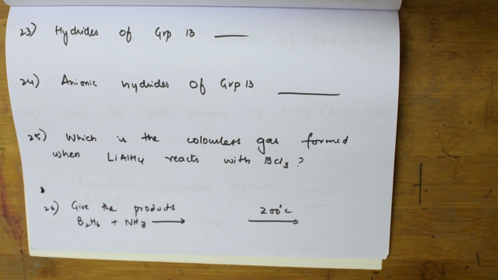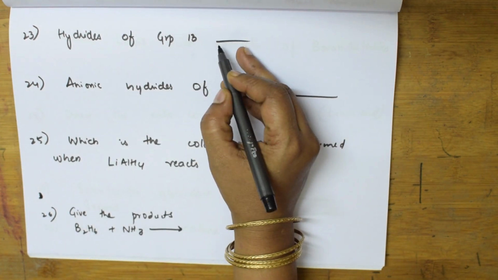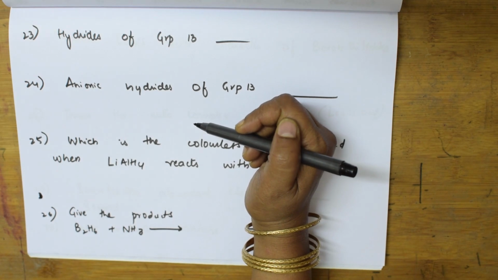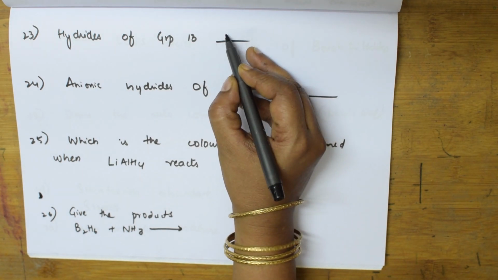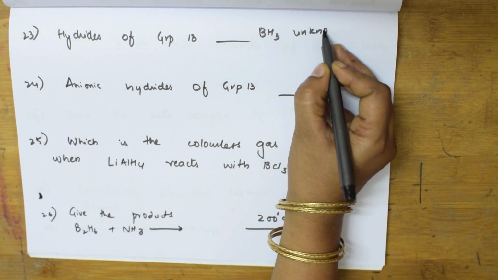What are the hydrides of group 13? This is one more question which is given. Basically, we have seen oxides, and now hydrides, metal hydrides. When you go to group 14, carbides, that also we'll see. Here in hydrides of group 13, basically it's a combination of the metal with hydrogen, correct? Now, the hydride of the first element is BH3. BH3 is basically unknown.